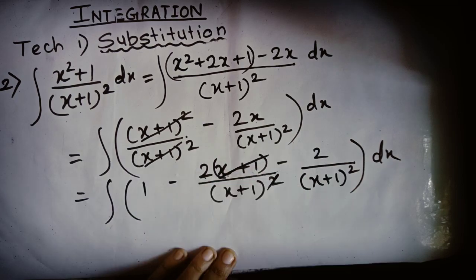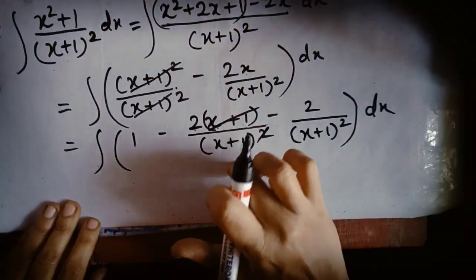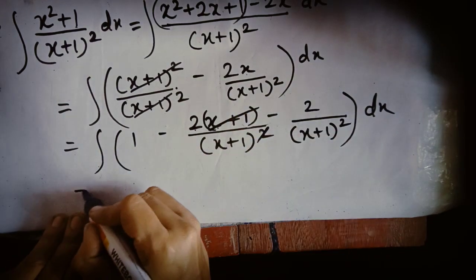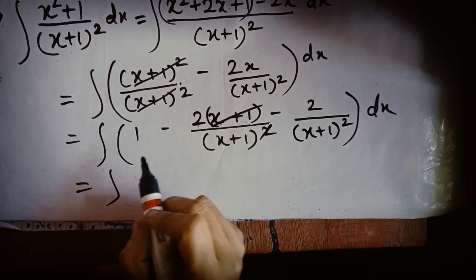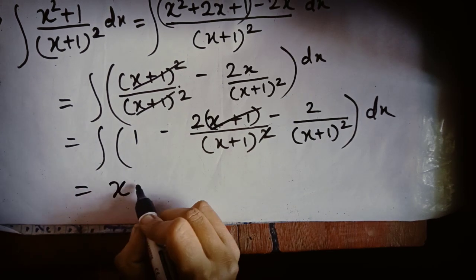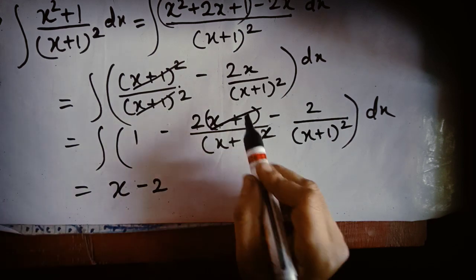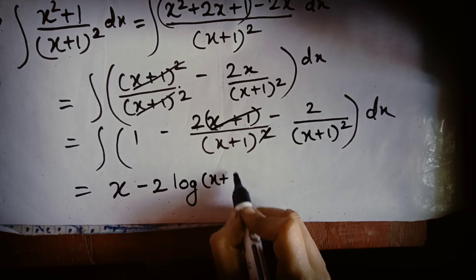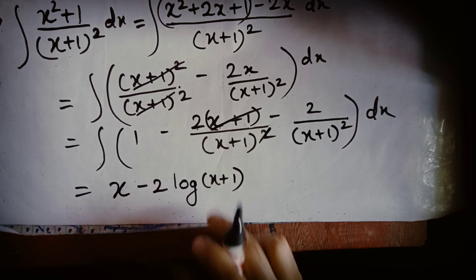So this will go. Okay, or you can directly use here the t formula, that is the derivative. Okay, now the integration of 1 is x, right? Minus 2, 1 upon x plus 1, the integration of 1 upon x plus 1 is log of x plus 1, and the derivative of x plus 1 will come in the denominator, which is 1.